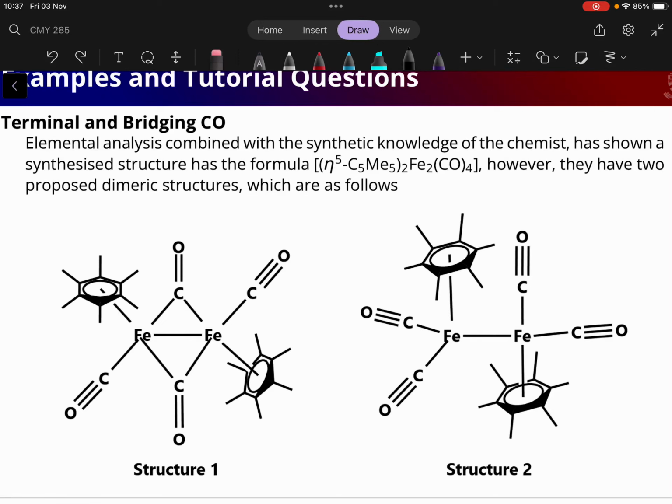All right, so we look at an example of terminal and bridging carbonyls, and how we can tell the difference between these two things in an inorganic complex using IR spectroscopy. There was this example where some elemental analysis and some general chemistry knowledge was applied, along with the knowledge of the synthesis that happened beforehand, to get us to a point where the inorganic complex looks something like one of these two options.